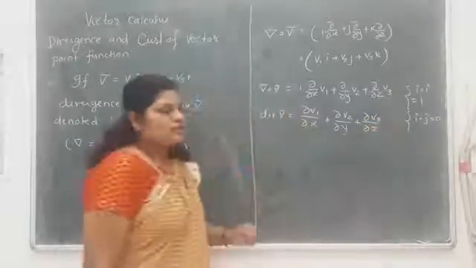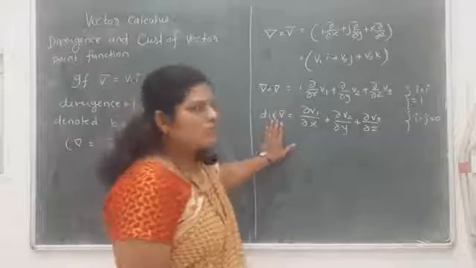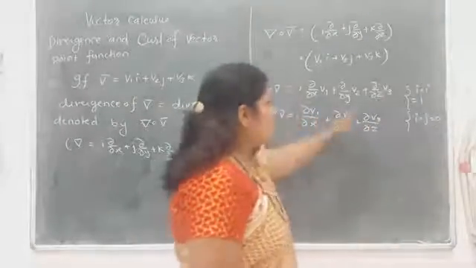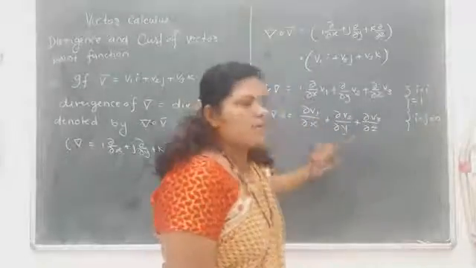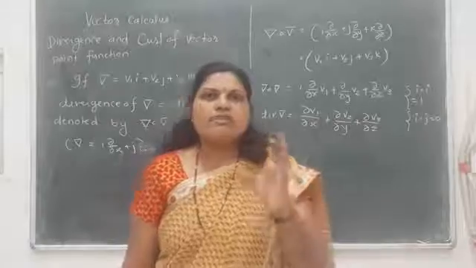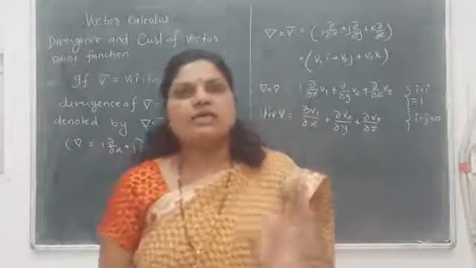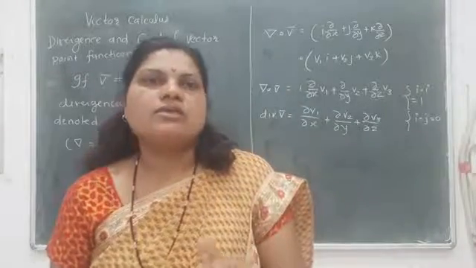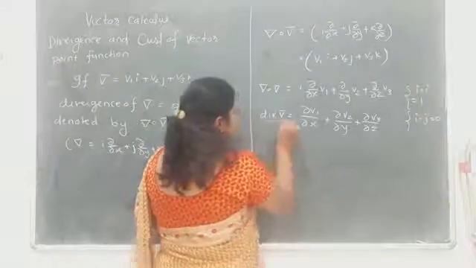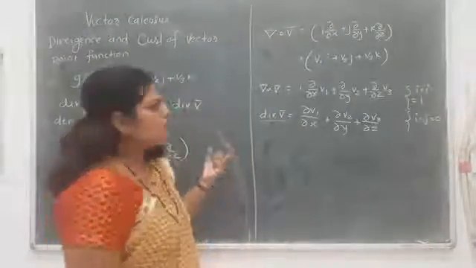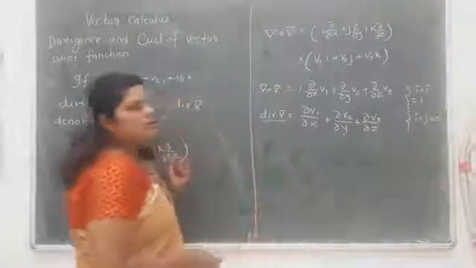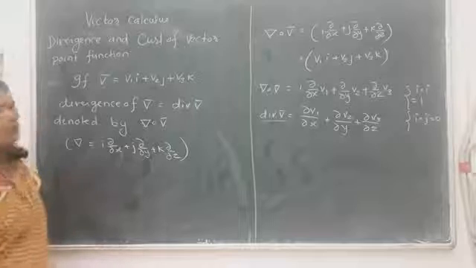And remember one thing: when you calculate the divergence of any vector point function, the quantity that comes should be a scalar point function. It is a scalar quantity. It doesn't become a vector quantity. If you take the divergence of a vector point function, after the calculations the result is a scalar point function. So the divergence of any vector is a scalar point function. Note this step.